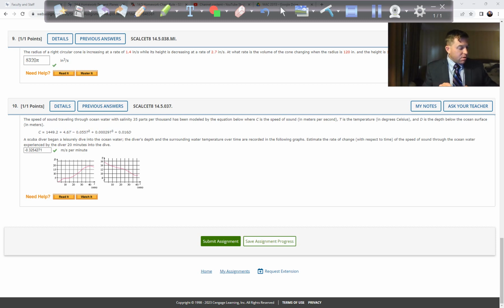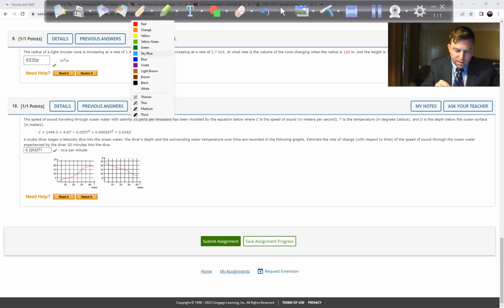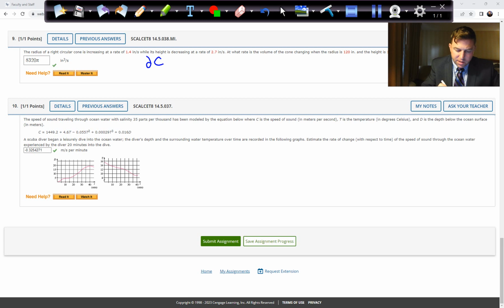So we're going to do another partial derivative. This is another time one: the partial derivative of the speed of sound with respect to time would be the partial derivative of the speed of sound with respect to temperature times dT, plus the change in the speed of sound with respect to depth of the ocean times the change in depth with respect to time.